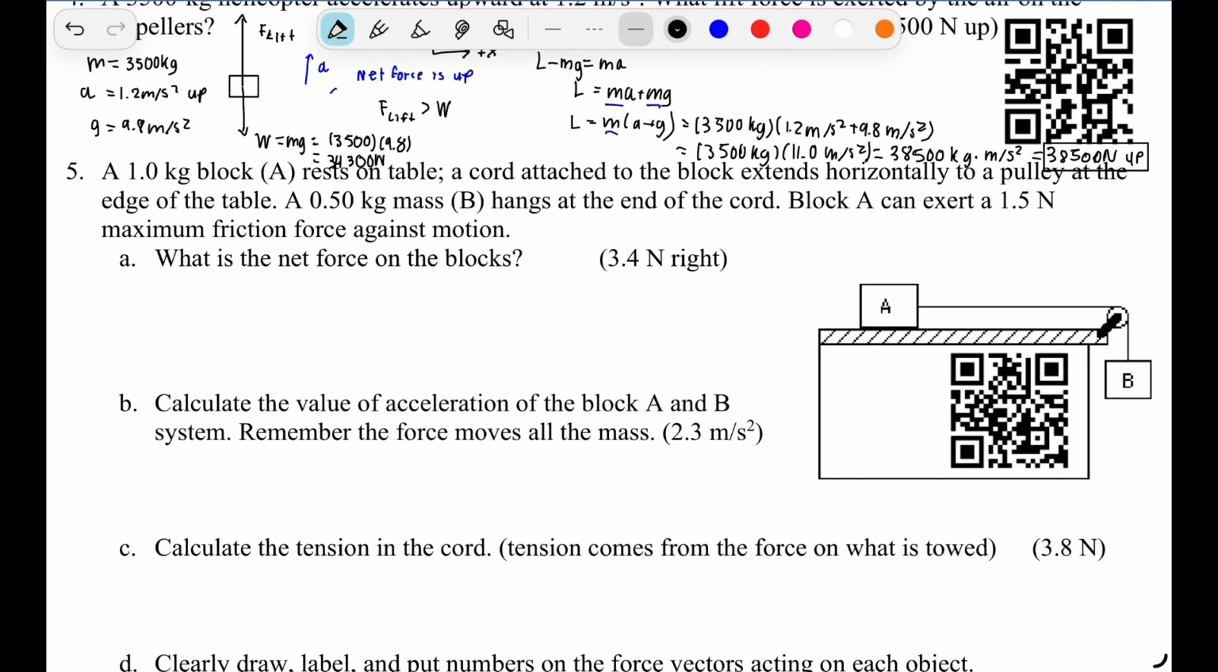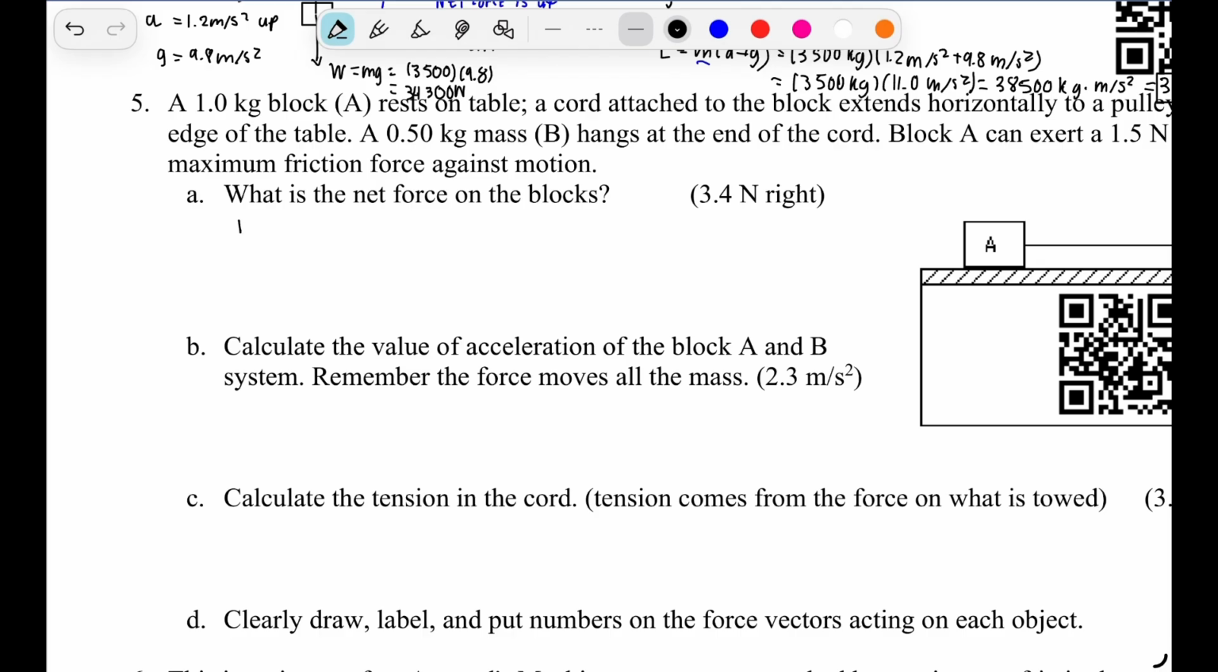A 1 kilogram block A rests on a table. A cord attached to the block extends horizontally to a pulley at the edge of the table. A 0.5 kilogram mass B hangs at the end of the cord. Block A can exert a 1.5 Newton max friction force against the motion. What is the net force on the blocks?